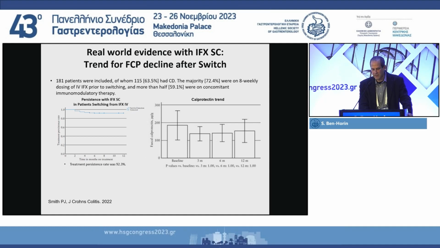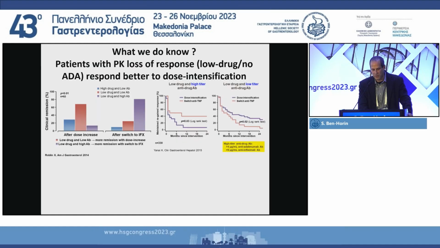And this was replicated in some work from real-life cohorts, and I'm just showing you the UK cohort, showing that after a switch, and this was a switch that was done later down the maintenance phase, so not at week 6 necessarily, and not at week 30 necessarily, but any time during maintenance, this was associated with a reduction of calprotectin after the switch to sub-Q.